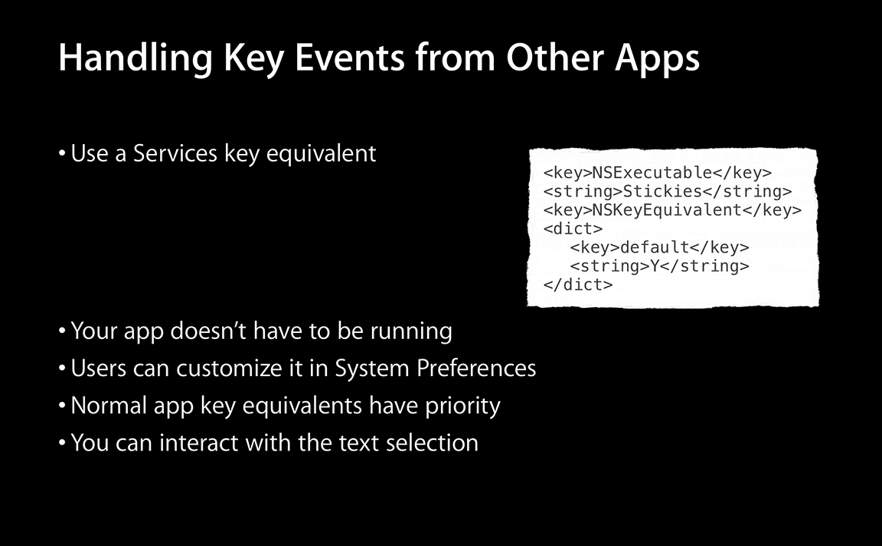And users can customize this in system preferences. It's polite because if the frontmost application also uses the key equivalent that you want, the application will win, so you won't interfere with the frontmost app. And you can also interact with the text selection. Stickies will create a new sticky with whatever text is selected. And to do this, of course, you specify the NSKeyEquivalent key in the services declaration, like we see here. And I recommend seeing my talk from last year about services for more information.